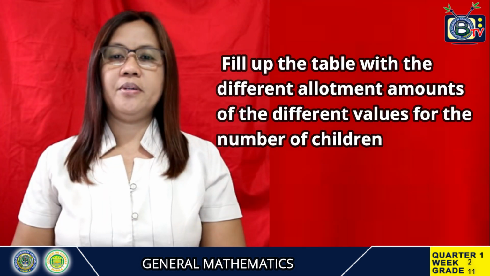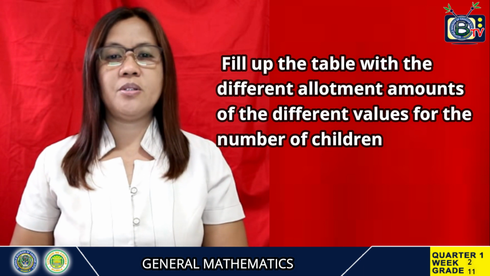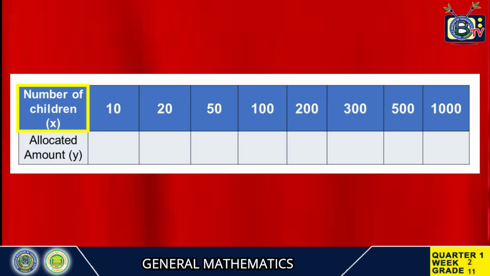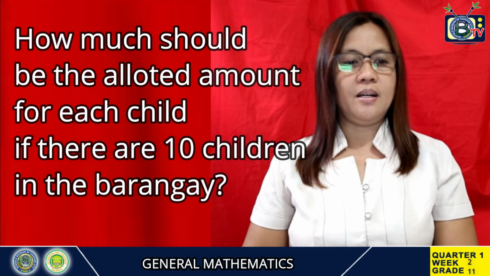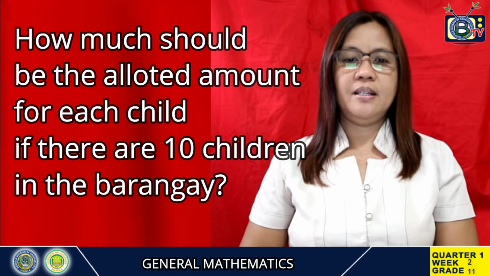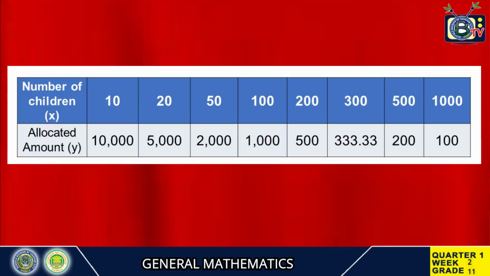Fill up the table with the different allotment amounts for the different values for the number of children. We have the number of children, x, and the allotted amount, y. For x, we have 10, 20, 50, 100, 200, 300, 500, and 1000. So how much will be the allotted amount for each child if there are 10 children in the barangay? Yes, it's 10,000 pesos. What about if there are 20 children in the barangay? Correct, we have 5,000 pesos.